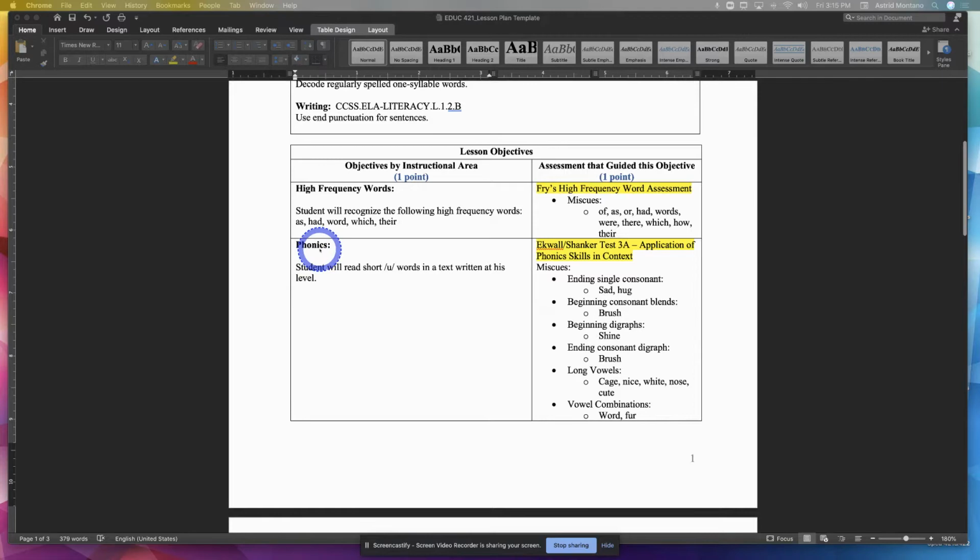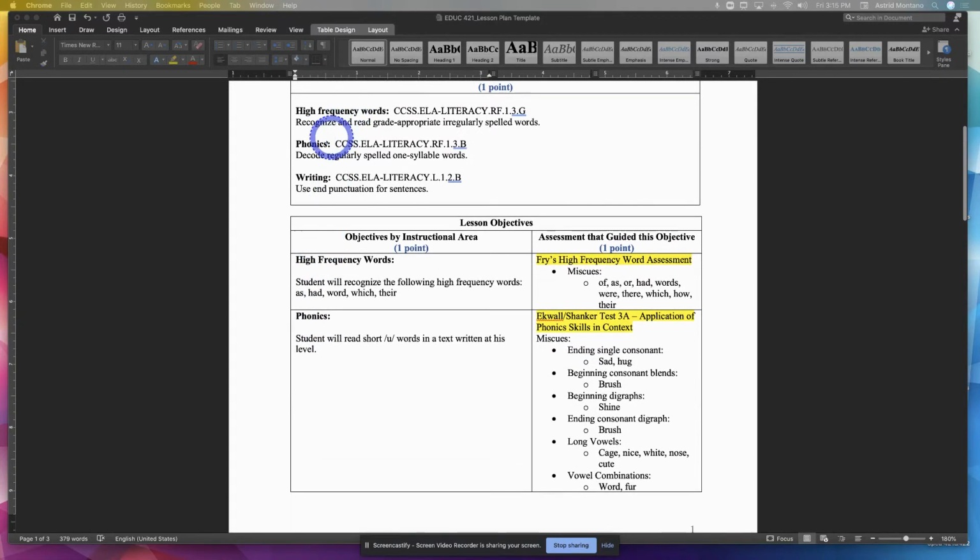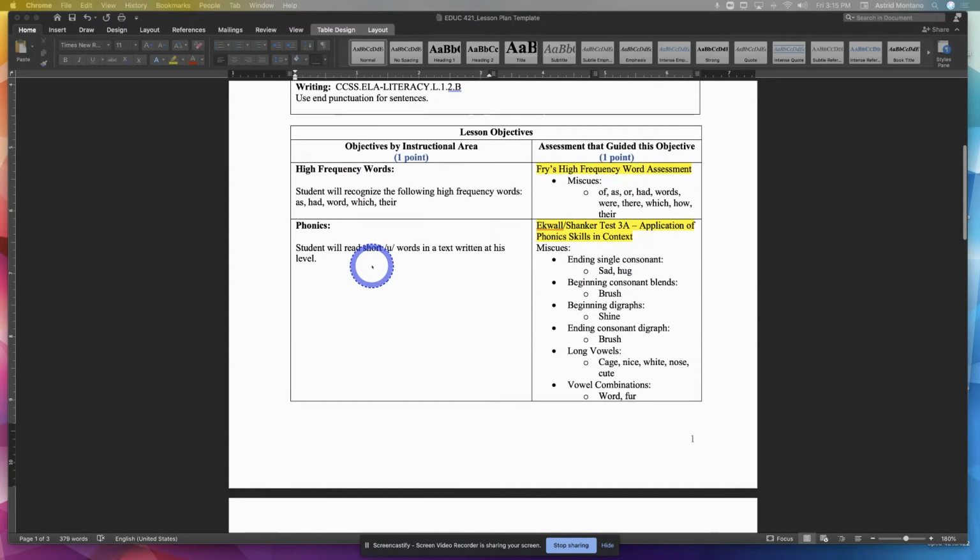Then I went to my phonics, and yes, we do have to have 3 standards, 1 for each section. So I went to my phonics section and I looked at my assessment. Sure enough, I was able to give the Ekwall-Shanker test 3A. And I wrote down all of the miscues, the things that the student had missed.